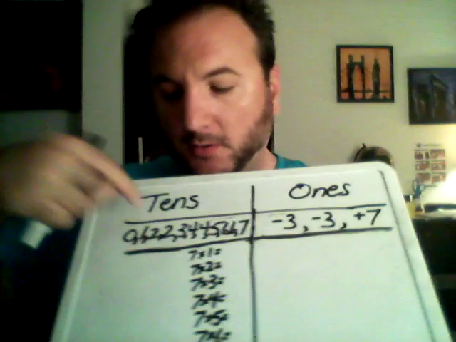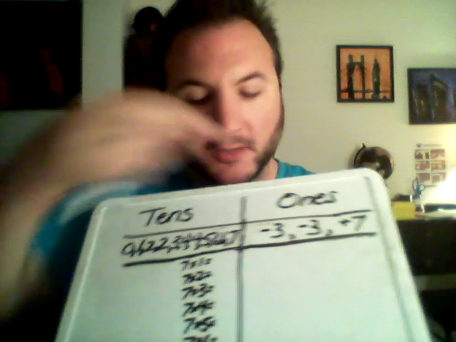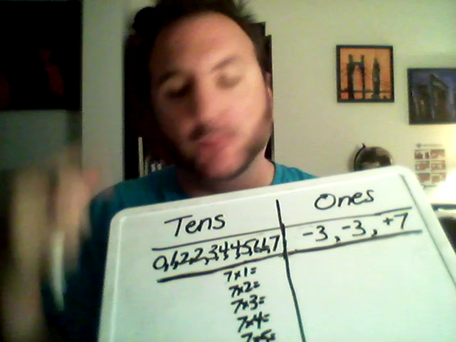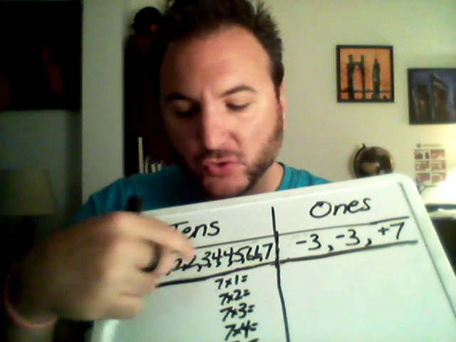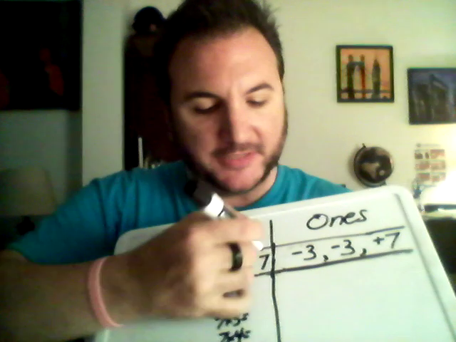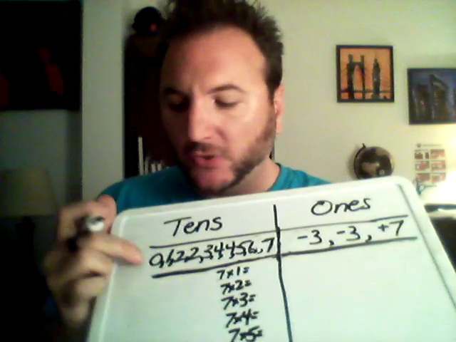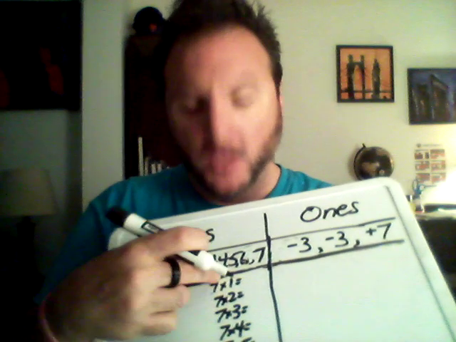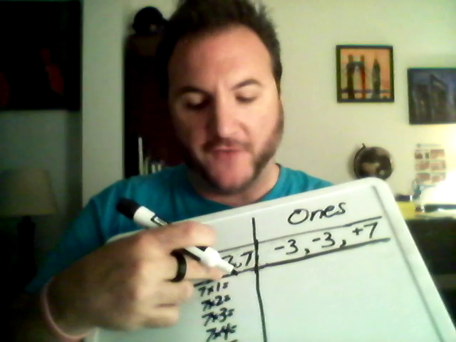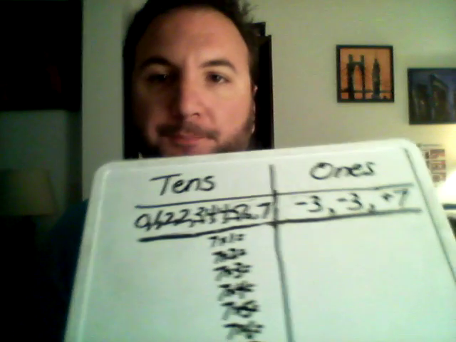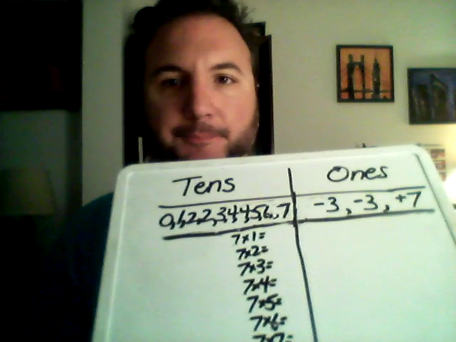So I made this chart. Notice the place value columns, tens and ones. Now in the tens column, I've got the pattern, and this you have to memorize: 0, 1, 2, 2, 3, 4, 4, 5, 6, 7. That's something you're going to have to get in your head.